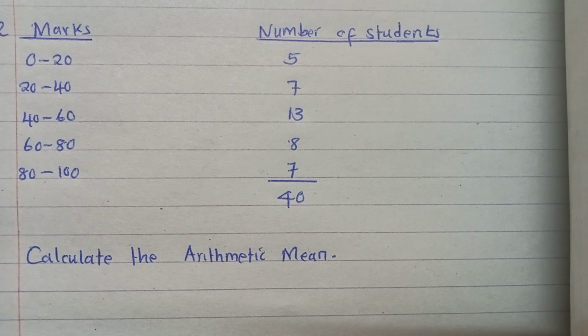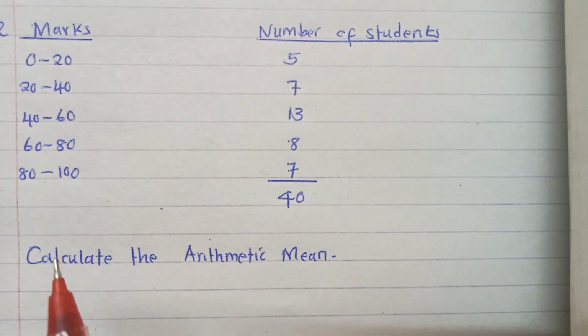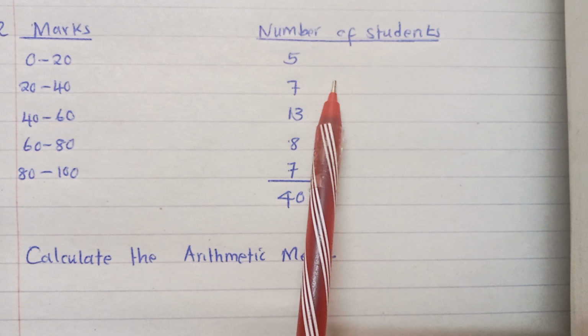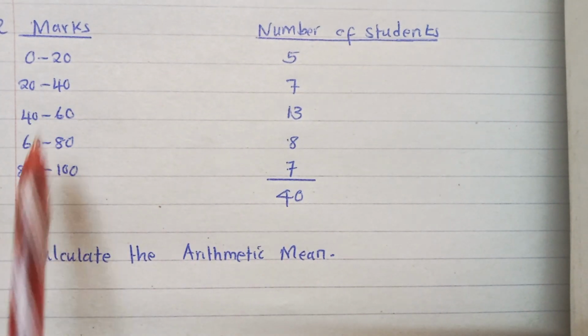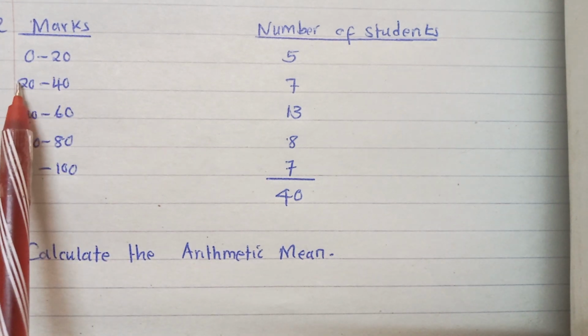We have been given the mass column, and then you have the number of students, and these are continuous data, whereby you can see that we have the frequency, and then you have marks that have been arranged in this column, whereby the class interval is 20.